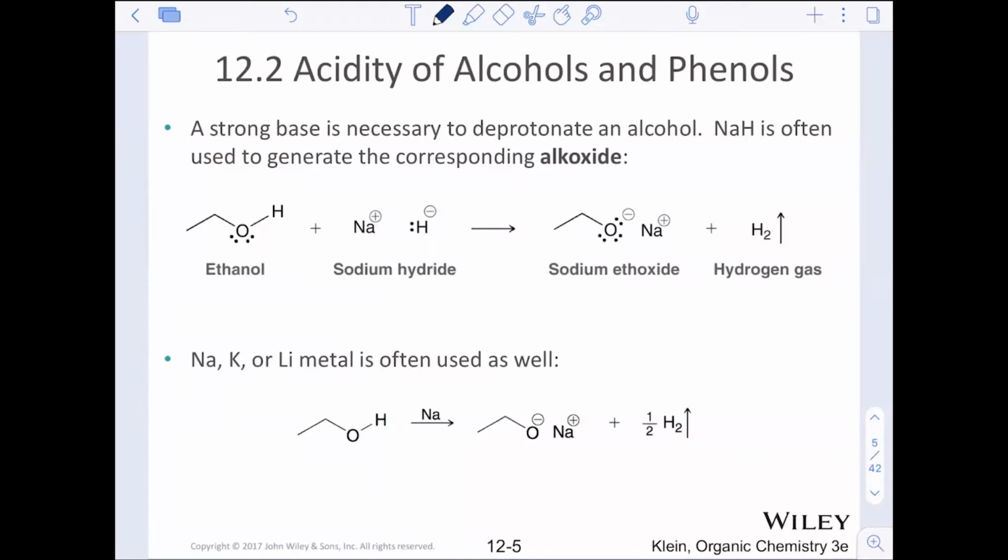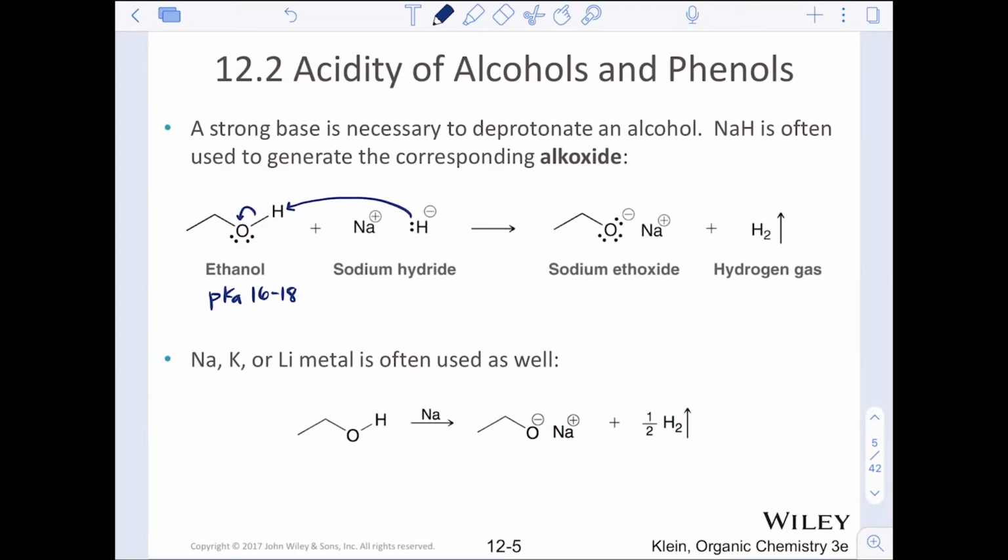Let's just talk about the acidity of phenols and alcohols for a bit. If we remember that ethanol, that OH group, typically has a pKa of around 16 to 18, depending on how many carbons it has. It's not the best acid out there. We've seen lower pKa's for sure. So the only way to deprotonate an alcohol is with a very strong base. The most typical one is sodium hydride, H minus, which can do that proton transfer.